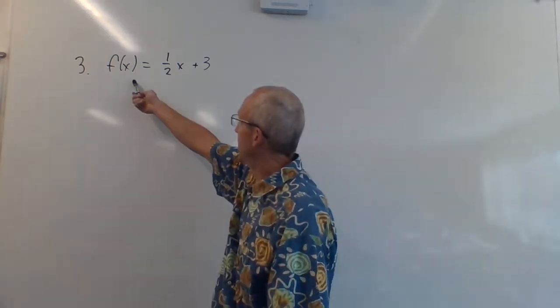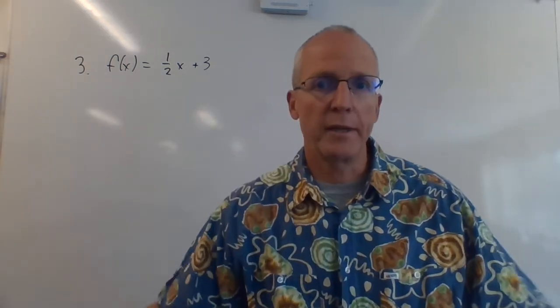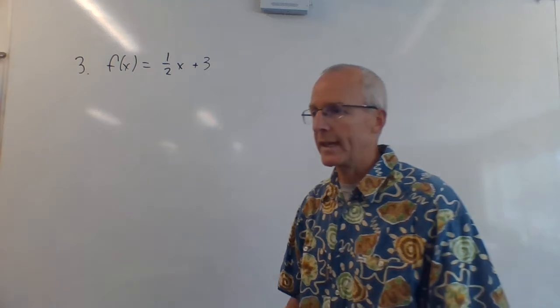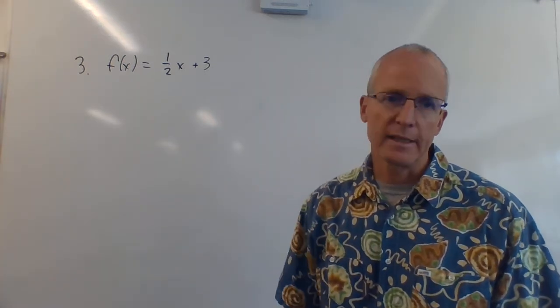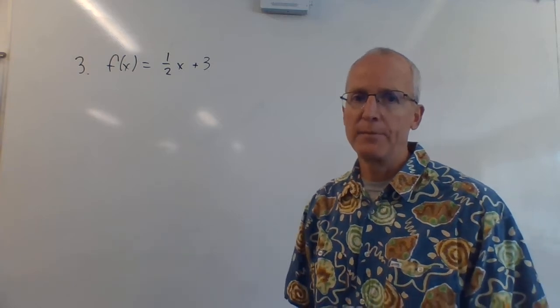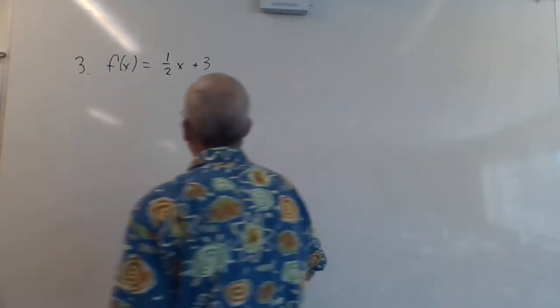They give us this function f of x, which is 1/2 x plus 3, a simple thing, slope of 1/2, crosses the y-axis at 3. And then they say graph f of x, f of f of x, f of f of f of x, and so on. And here is the deal.